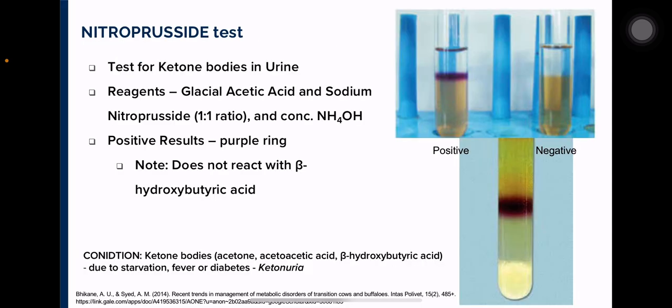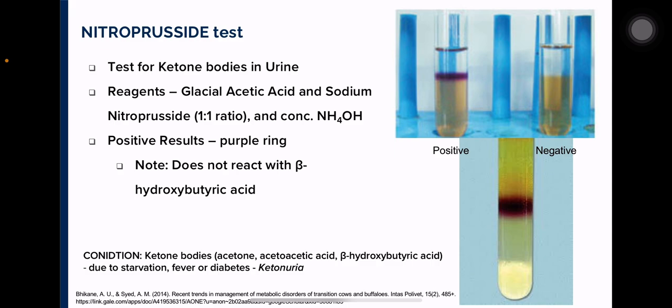Next, we have your nitroprusside test. So this test detects ketone bodies, particularly acetoacetate and acetone. So the reagents, you have sodium nitroprusside and acetic acid and your ammonium hydroxide. So a positive result, you have a purple ring. Please take note that it does not detect beta hydroxybutyrate, which is also a form of your ketone bodies, in which beta hydroxybutyrate is elevated in diabetic ketoacidosis.